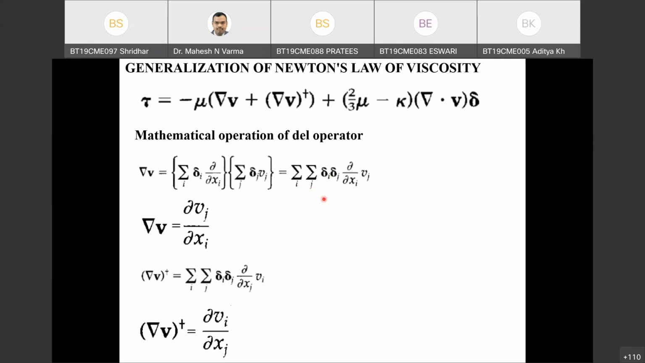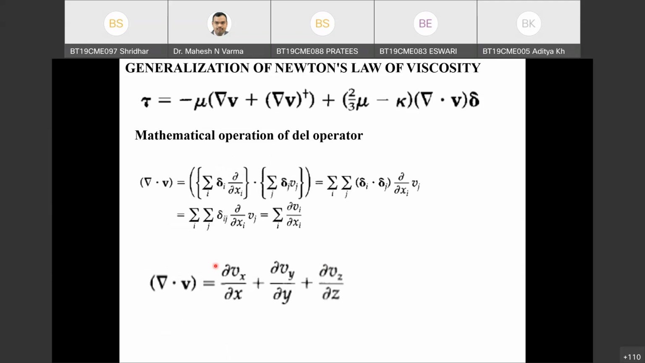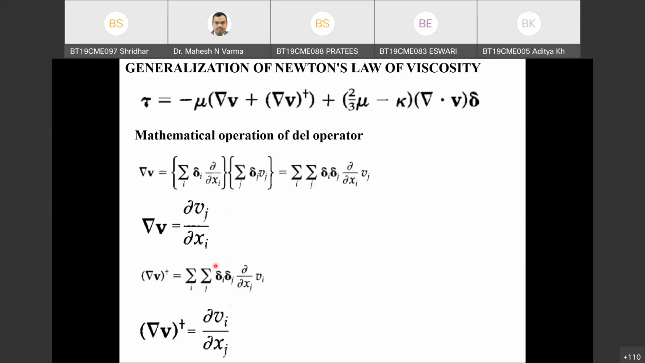This is del V and this is del V transpose. It will be ij, and this will be ji: del x_i, v_j, and del x_j, v_i. Okay, so this is how the gradient is operated. This is how the divergence is operated. This is the general divergence operation over a vector. Velocity is a vector. This is a gradient of a vector, and how it is operated. Just for the time being, you should remember this.